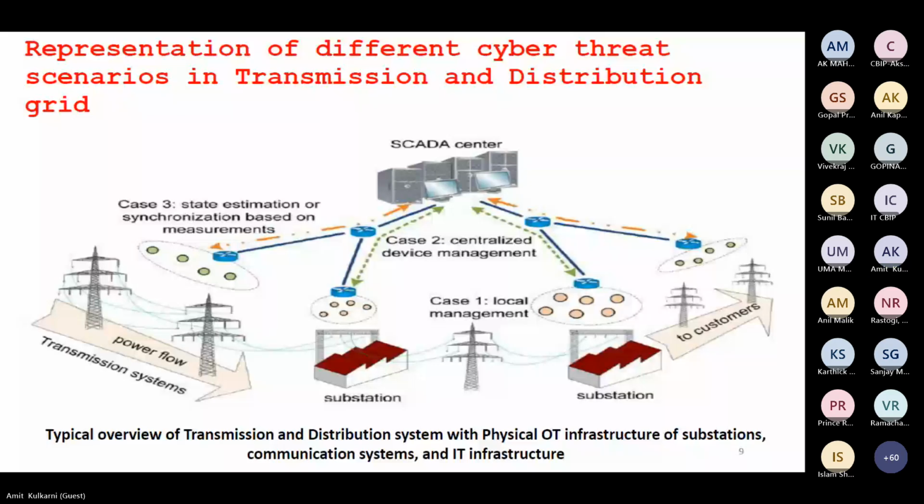Here the synchronized measurement data is going from many substations to control centers in case 3. Whereas in case 2, a smaller part of the system is getting affected. Whereas in case 1, a very small component of the system is getting affected.